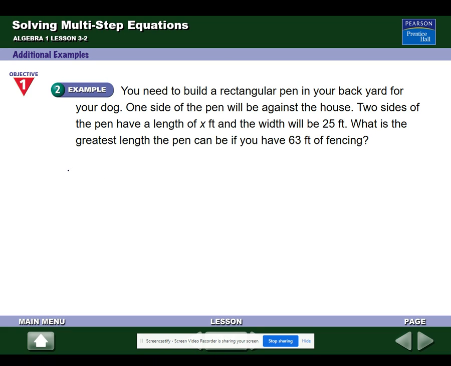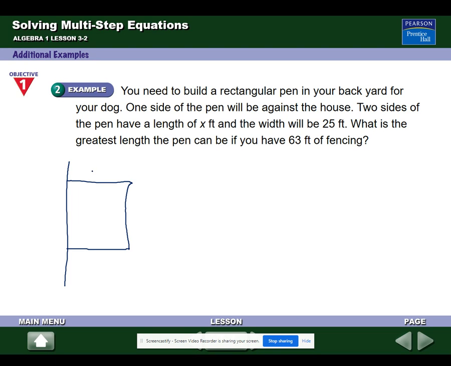Okay, so let's draw a quick picture. Here's the house. Here's the pen. I don't know if I'm drawing it to scale or not. You won't know because while they say length, and I always think of length as being longer than width, and they're saying the width is 25, it may turn out to be shorter.